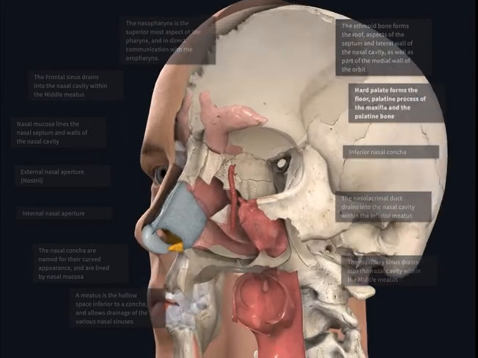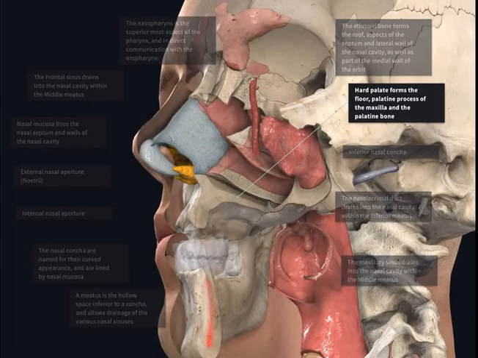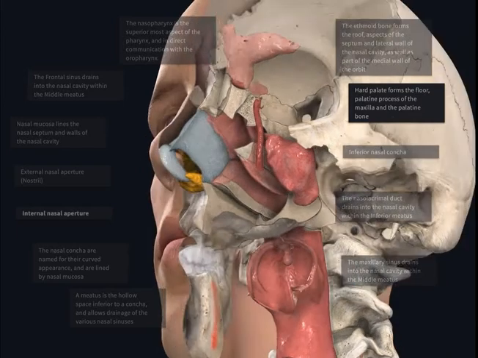Inferiorly, we're going to have the boundary formed by the hard palate, which is going to have two different components. An extension of bone as part of the maxilla known as the palatine process, as well as the horizontal aspects of the palatine bones themselves. So we're going to have hard boundaries inferiorly, as well as laterally and superiorly, but then cartilaginous and soft tissue boundaries anteriorly and an opening posteriorly through the two nasal apertures.